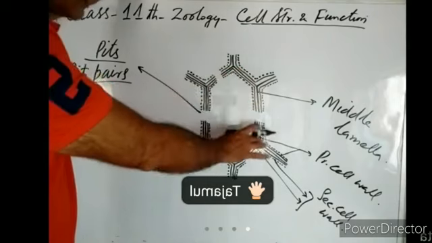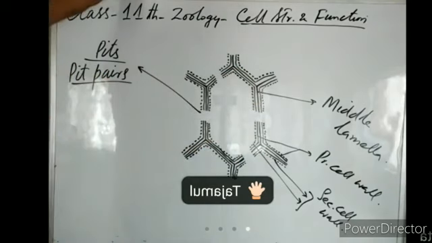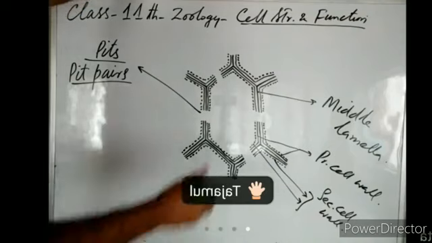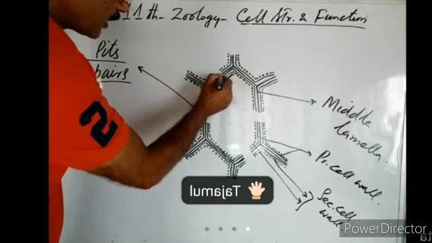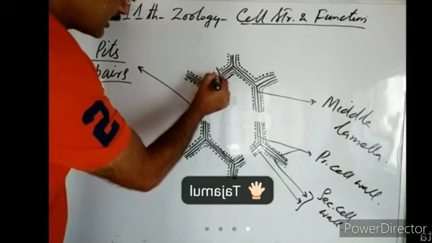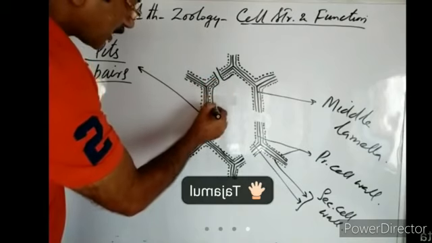So in this cell wall, there are certain areas where the cell wall is not laid. These areas where there are holes in the cell wall are known as pits. Since they are present in pairs, that is why we call them pit pairs. Then through these pit pairs, strands of cytoplasm from one cell are linked with the strands of cytoplasm of another cell.